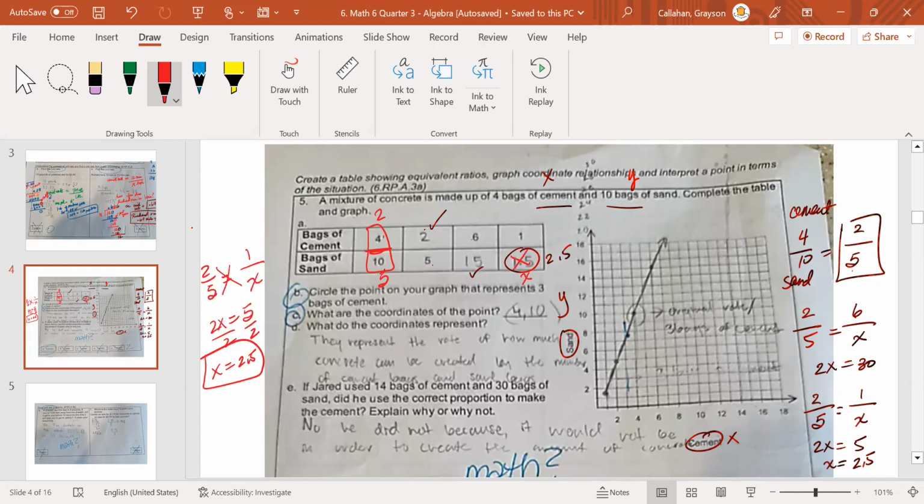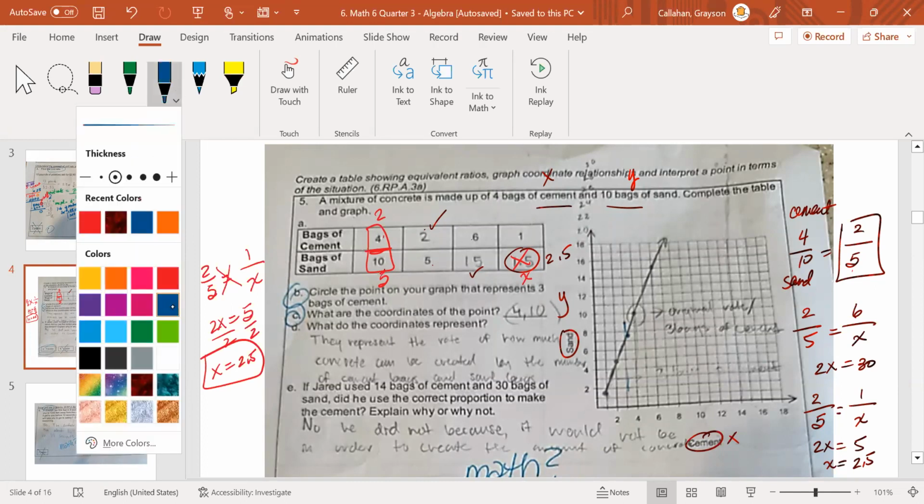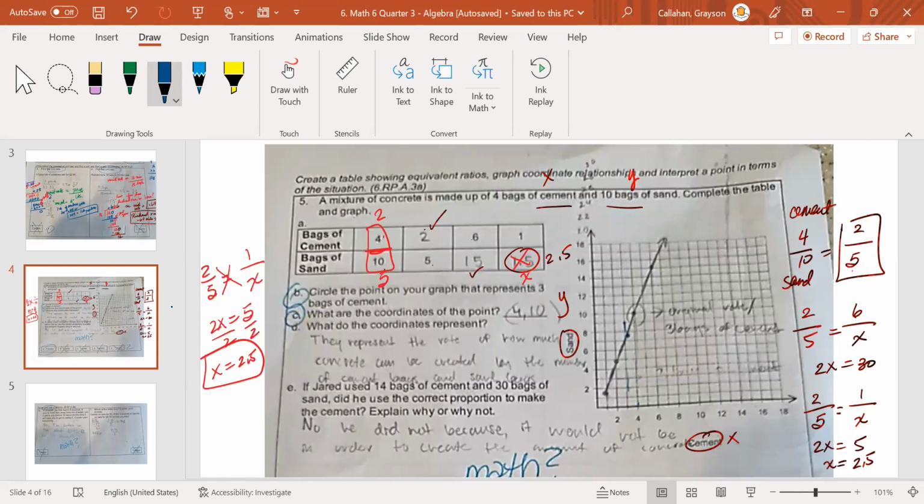B, circle the point on your graph that represents 3 bags of cement. So when we go ahead and graph this, 4, 5, so 4 cement or 4, 10. So it's 4, 10, 2, 5, 6, 15, 1, 2.5 is going to be right there. Do you see that? Okay. So represents 3 bags of cement.